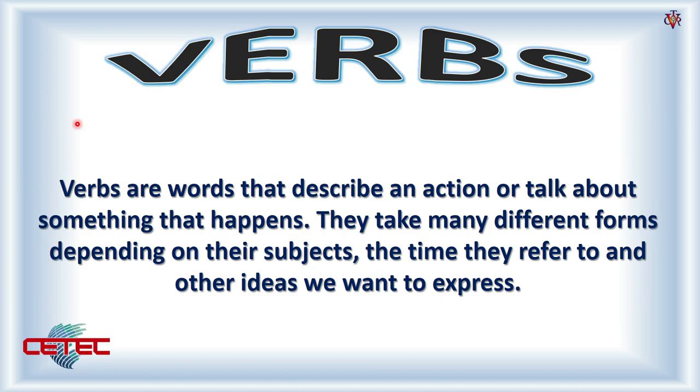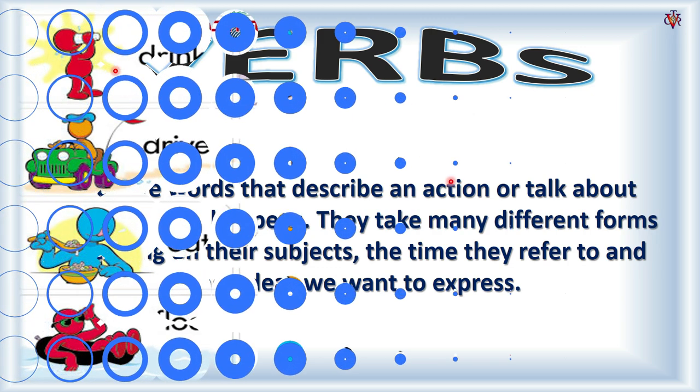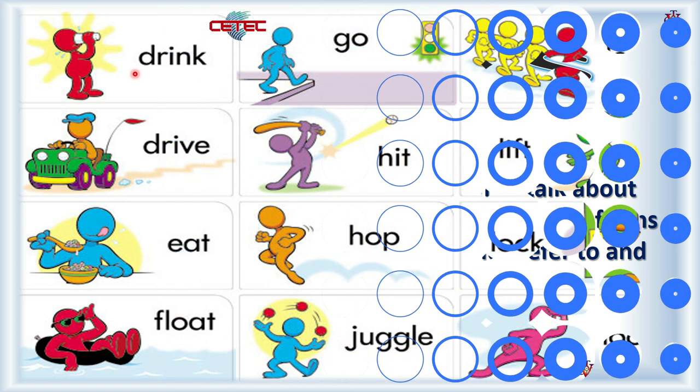Now, let's see verbs. Verbs are words that describe an action or talk about something that happens. They take many different forms depending on their subjects, the time they refer to, and other ideas we want to express. Don't forget, verbs are words that describe an action. It's important to know that all the verbs describe an action.